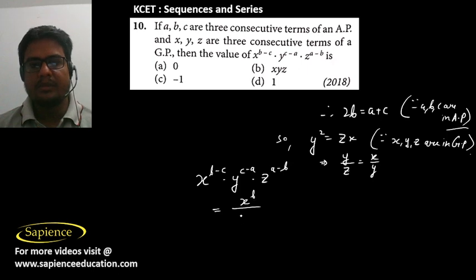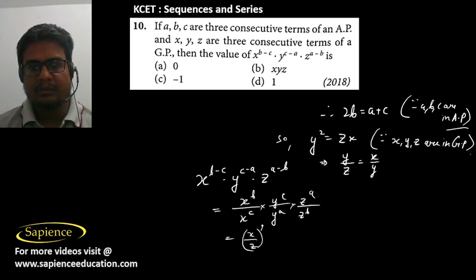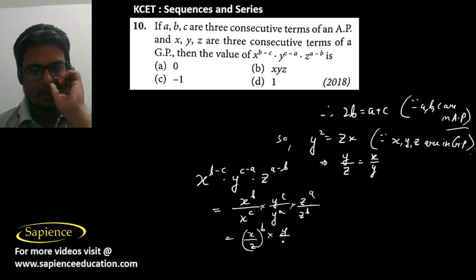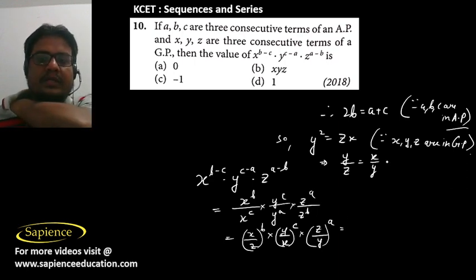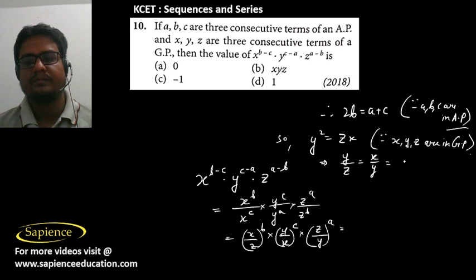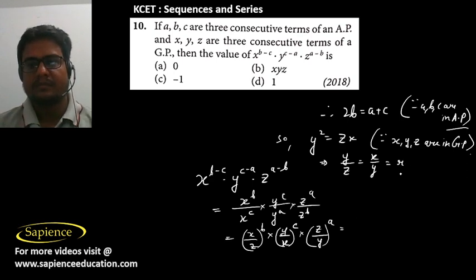This will be x power b by x power c into y power c by y power a into z power a by z power b. So we can write it as x by z power b, into y by x power c, into z by y power a. Now we can say this is the common ratio r, suppose. So x by z, therefore we can say that x equal to ry.